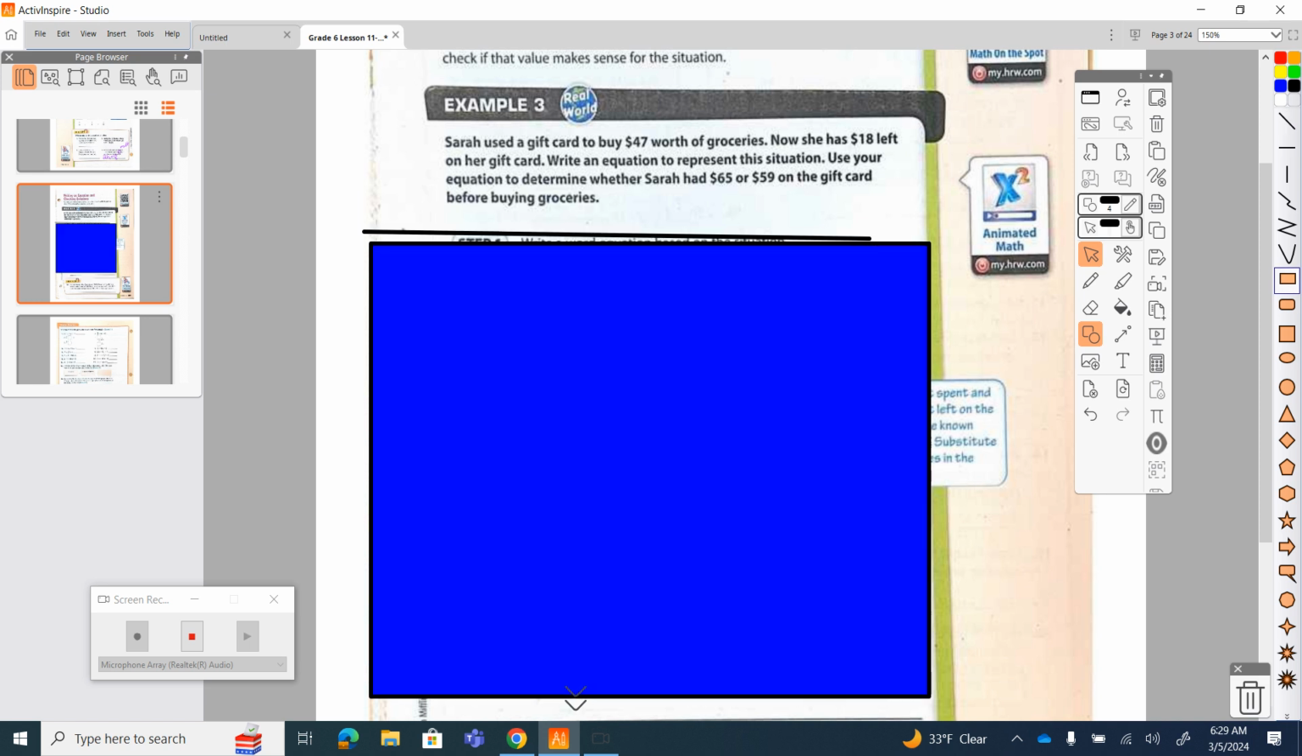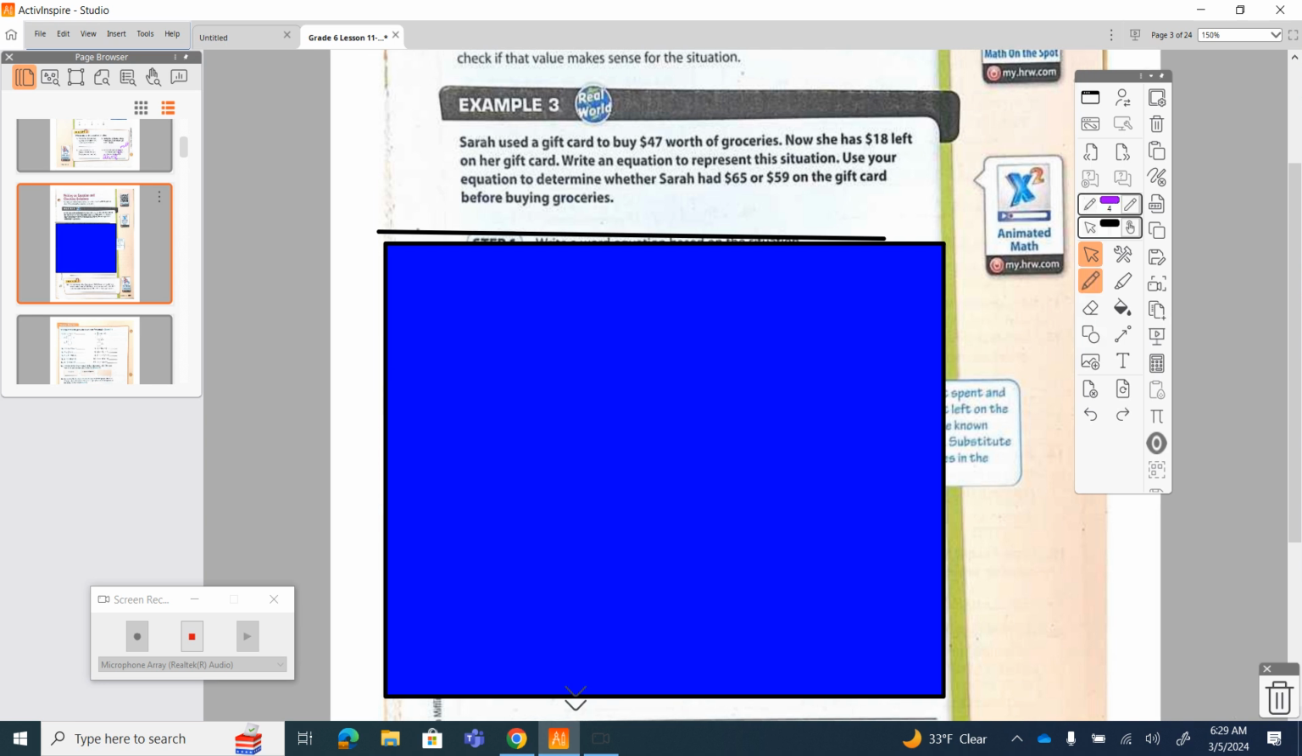Sarah used a gift card to buy $47 worth of groceries. That's a lot of groceries, Sarah. Maybe not. Now she has $18 left. Okay, so the total that she has is 18. Write an equation to represent this situation, okay? So this is what I'm doing first, and then use your equation. It would have been helpful if they had this broken out. There's actually 2 things here.